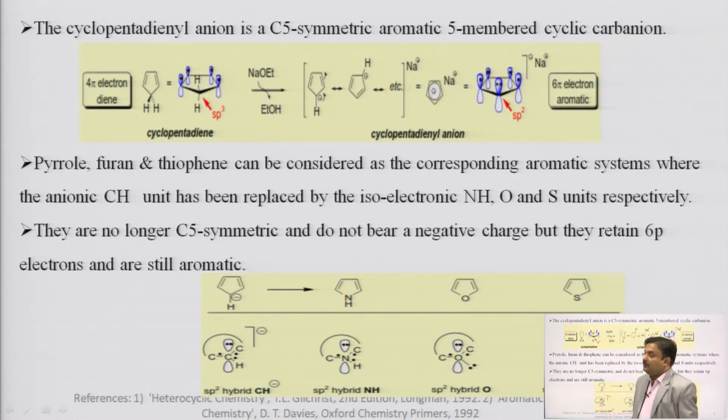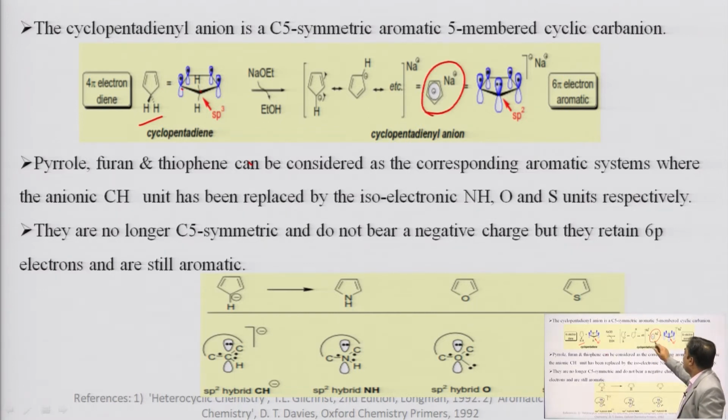The cyclopentadienyl anion is a C5 symmetric aromatic 5-member cyclic anion. Consider cyclopentadiene and its molecular orbital structure. Here four carbons are sp2 hybridized and one carbon is sp3 hybridized. Each sp2 hybridized carbon has 1 electron in the p orbital. When this cyclopentadiene reacts with sodium ethoxide, one H is removed as H plus, and we get the cyclopentadienyl anion.